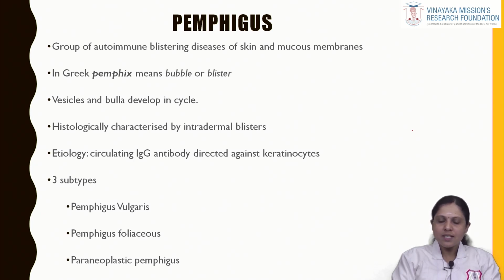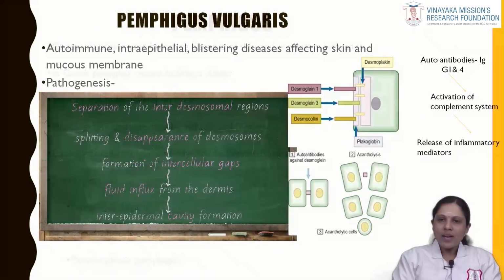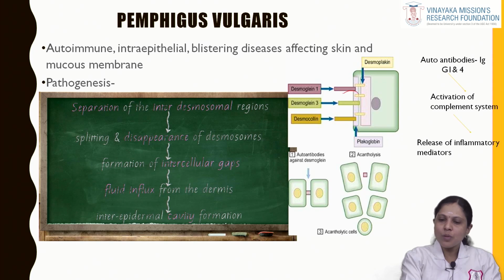The etiology is circulating IgG antibodies directed against keratinocytes. There are three subtypes of pemphigus: pemphigus vulgaris, pemphigus foliaceus and paraneoplastic pemphigus. As we know, pemphigus is an autoimmune blistering disease affecting skin and oral mucous membrane, where the autoantibodies mainly target the desmosomal attachment. So these are the desmosomal attachments.